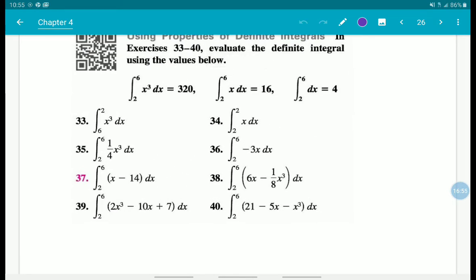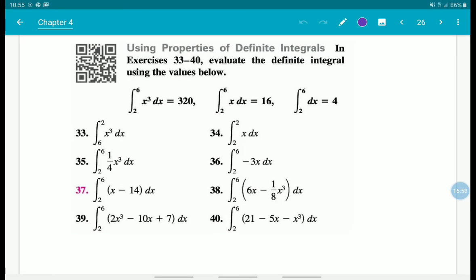So the last thing we need to talk about is using all those different properties to help us solve some problems. So let's look at a few of these. They're giving us some information about the x cubed function. They're telling us if we integrate from 2 to 6, we're going to get 320. If we integrate x from 2 to 6, we're going to get 16. And if we integrate just dx, and keep in mind this is understood to be a 1 dx, from 2 to 6, we get 4. So all these limits are going from 2 to 6, and they want us to use those properties that we talked about before.